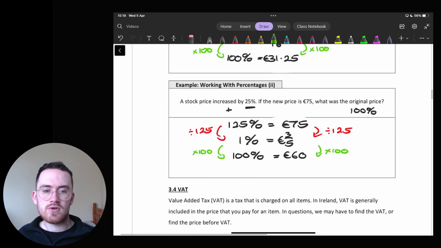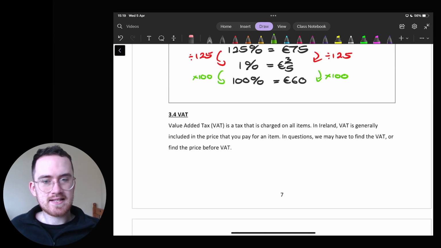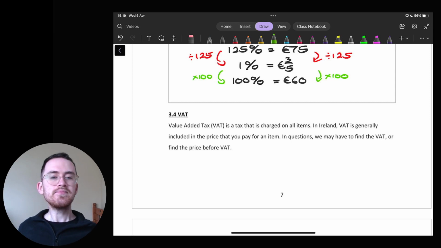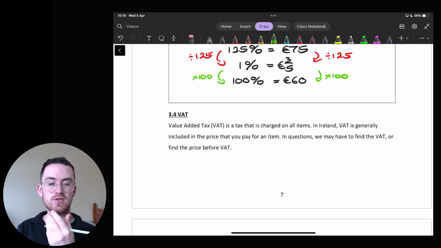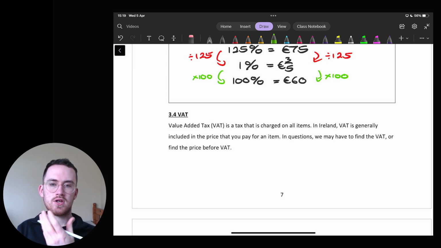Something that comes up with percentages is VAT, and VAT is value added tax, and it's a tax on all items. In general, it's included in the price that you pay for an item in Ireland. In countries like America, it's not actually included. You add your tax on yourself.